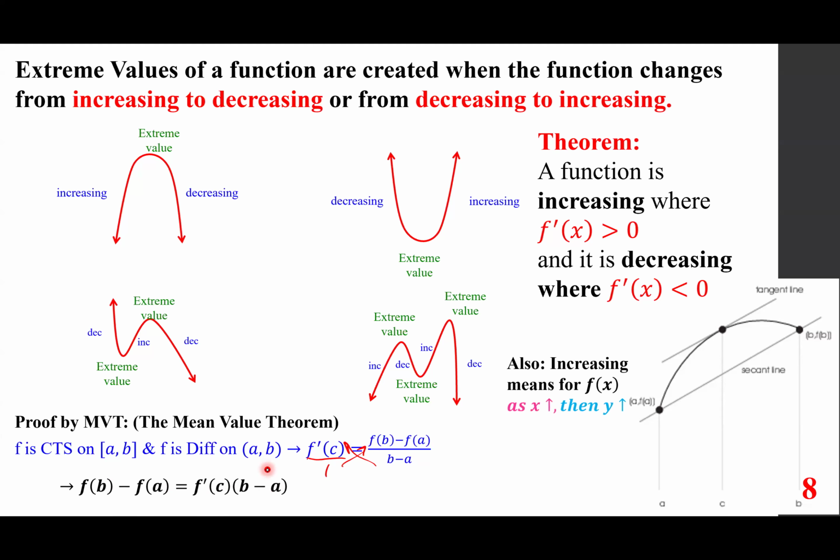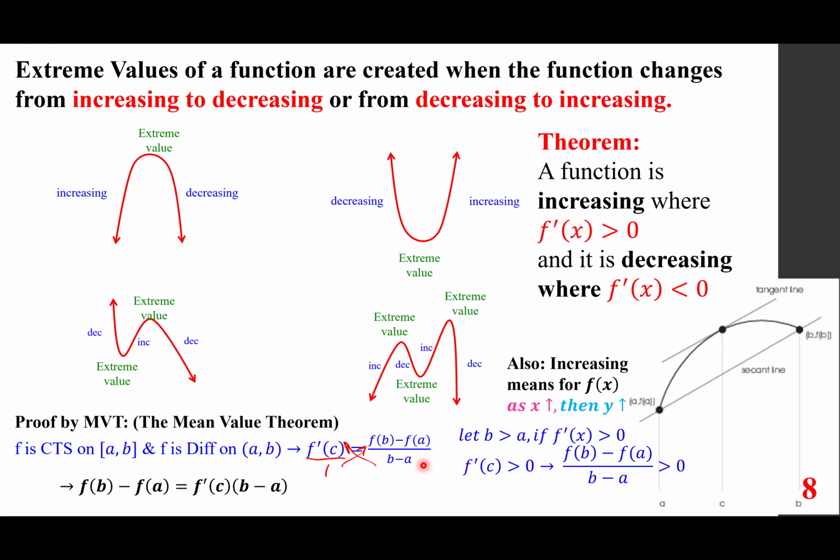Also, an easy way to understand increasing: as x gets larger, notice from left to right, x gets larger. If y gets larger, we say the function is increasing. If it gets smaller, we say it's decreasing. Obviously, when you write it in this format, b is on the right and a is smaller than b, or b is larger than a. So if b is larger than a and f prime is positive, that means f prime of x is positive everywhere, including at c.